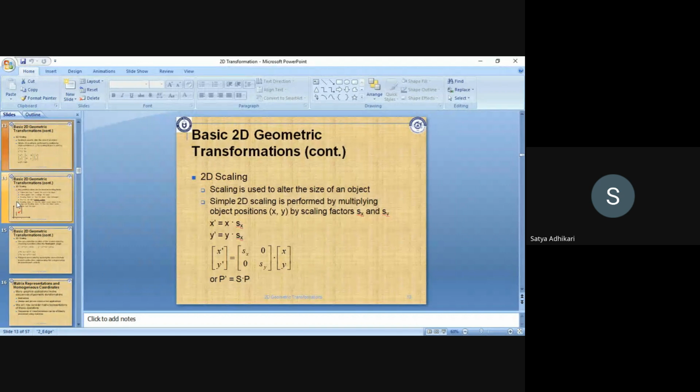And in matrix form, you can write P dash equal to S into P. P dash is x dash, y dash, S is equal to Sx 0, 0 and Sy, and P stands for the original location x, y, which is a column matrix.